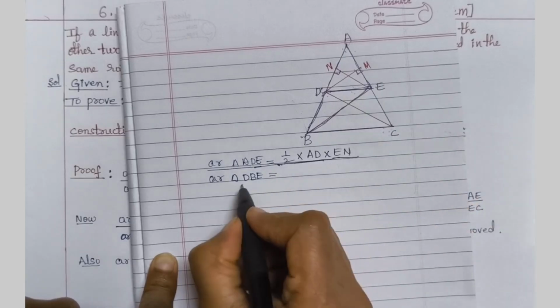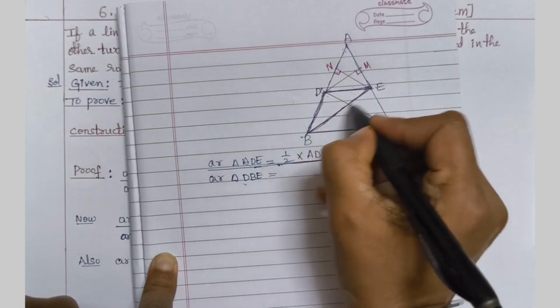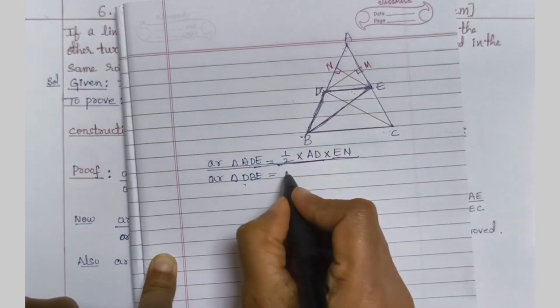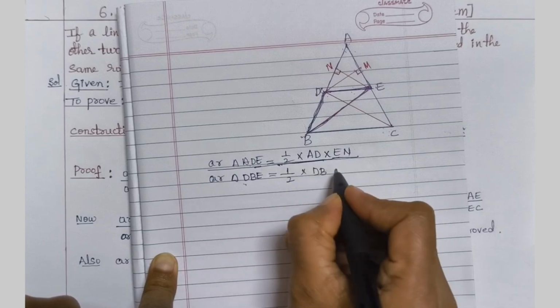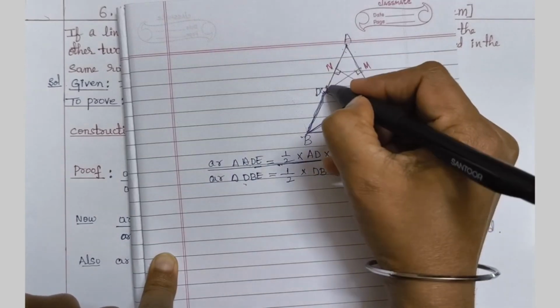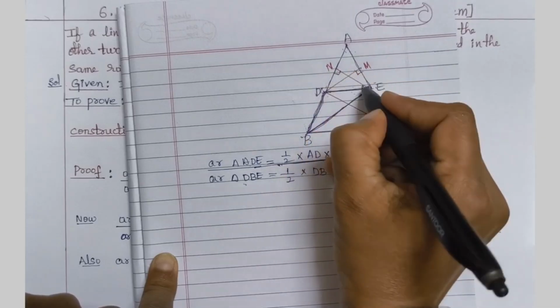Okay. Next we will come to this triangle. Which triangle? DBE triangle. This triangle means this is the base. Half into what is the base? DB is the base. Into, see beta, height. This triangle also same height. This triangle also, this is only height.